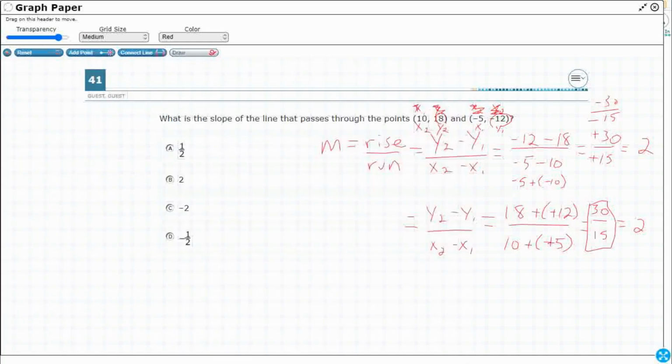So let's get this out of the way here. And you'll see we've got everything to do with 2's. I have that's what we're looking for right there, but we've got a minus 2, and then I've got a 1/2 and a negative 1/2. But no, our answer here is, we found it 2 different ways, B, 2.